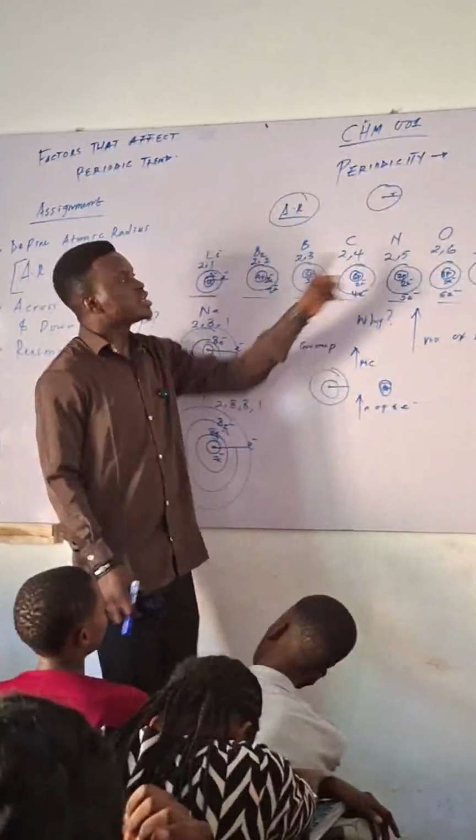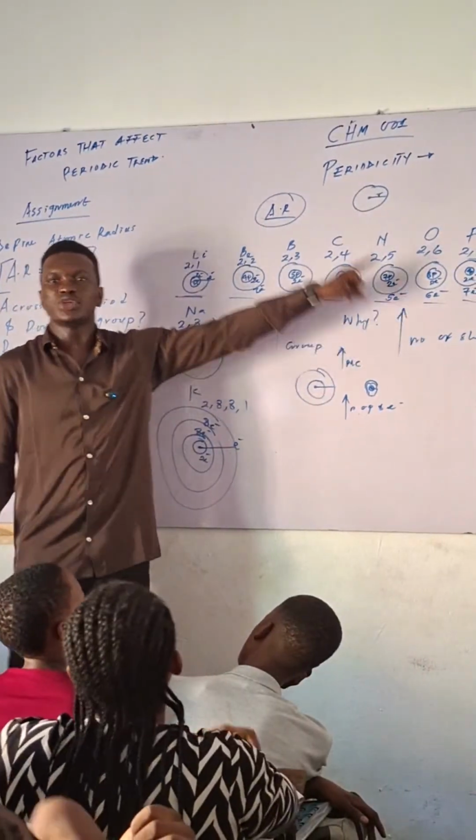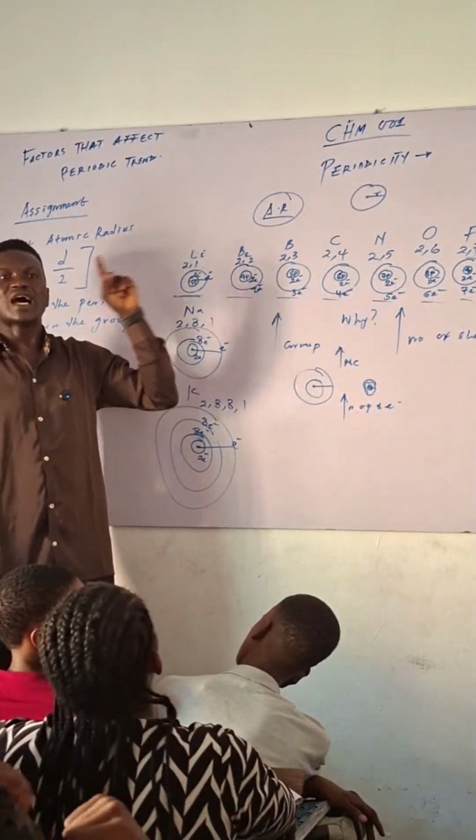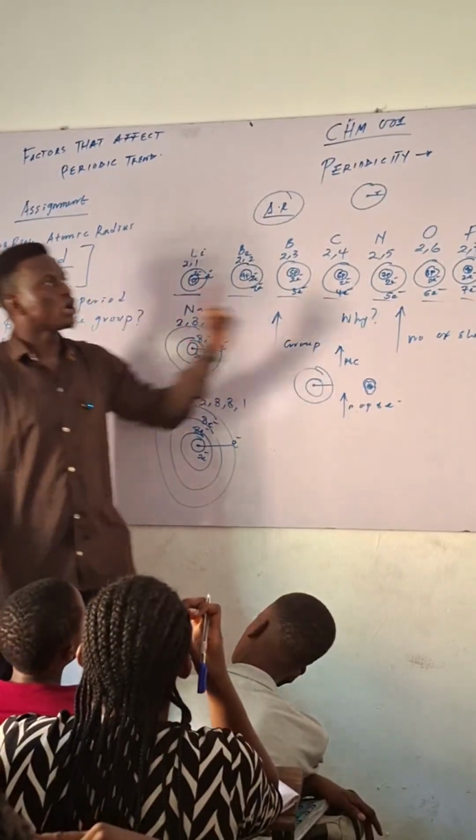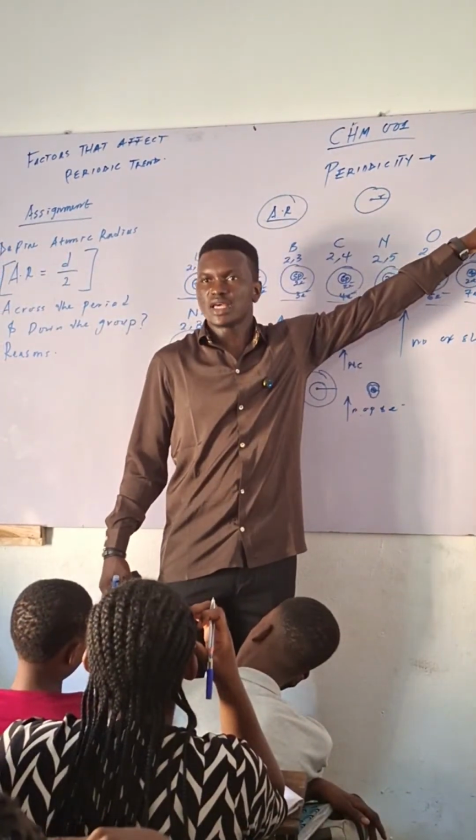So if I need to remove any electron in the outermost shell of these guys, the energy I need to remove the electron is called ionization energy.